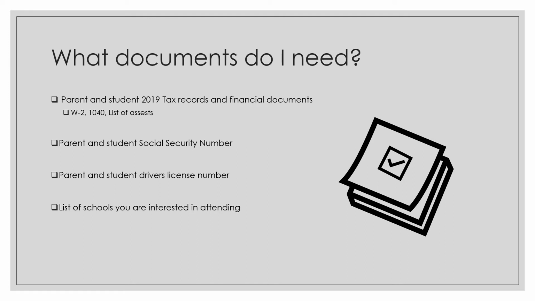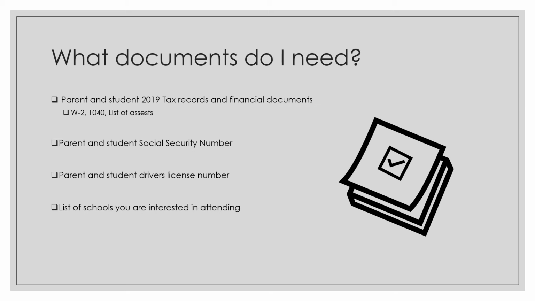The next document that you're going to need is your social security number. Again, both parent and student. You're going to use this to create your FSA ID, and it will also be on your FAFSA. So you need to have that handy as well. Driver's license number, both parent and student, is another number you're going to need, if applicable. And then lastly, the list of schools that the student is interested in attending.